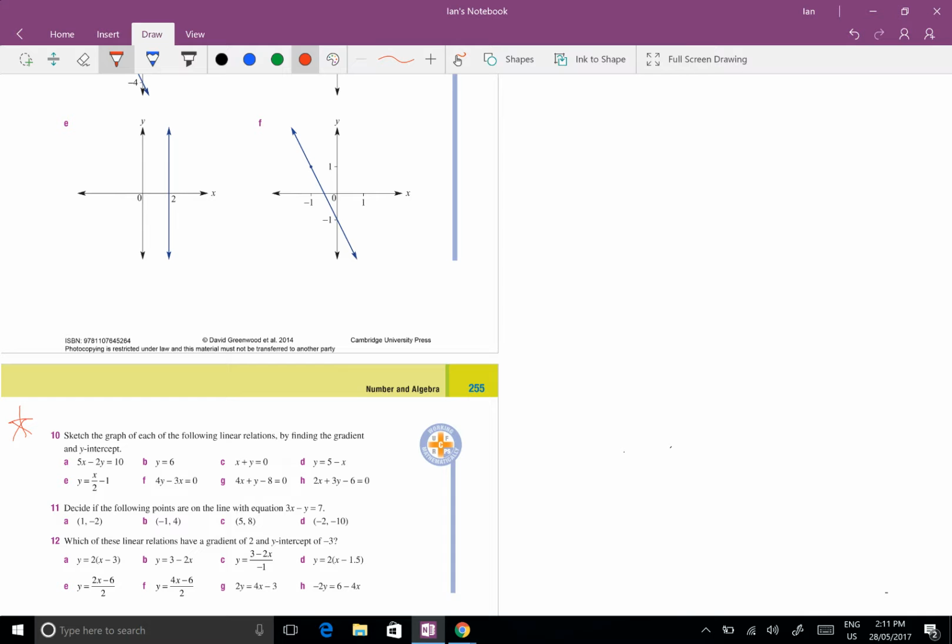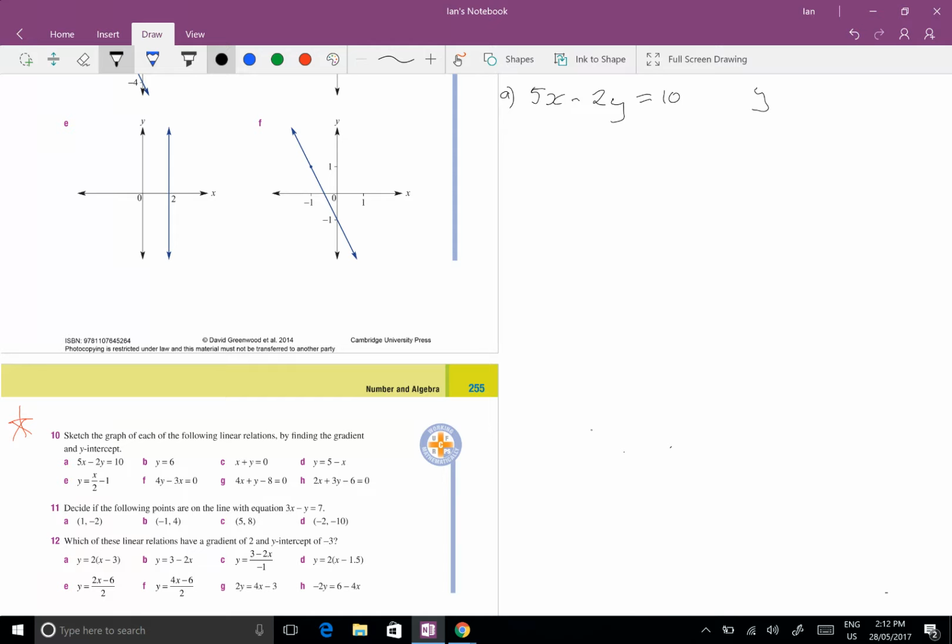So question 10 says, sketch the graph of each of the following linear relations by finding the gradient and y-intercept formula. Let's have a look at the very first one, 10a. We've got 5x minus 2y equals 10. And straight away you go, well, that looks hard because it's not in the form that we like, the gradient intercept form.